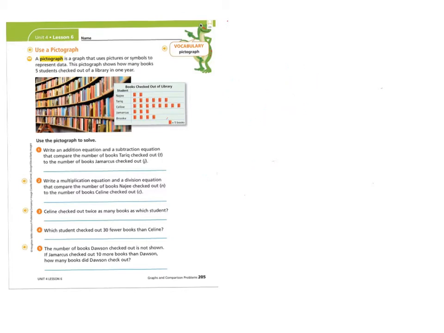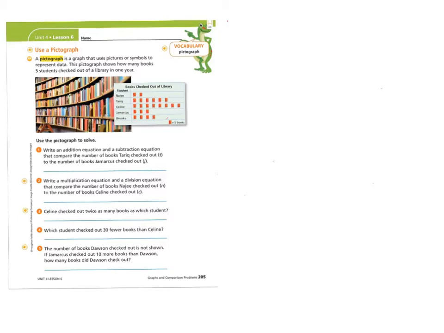All right, here we go. Let me get my pen going again. I'll use blue this time. Number 2, write a multiplication equation and a division equation and compare the number of books Naji checked out to the number of books Celine checked out. So let's do the same thing we did for number 1. Let's find their totals first.